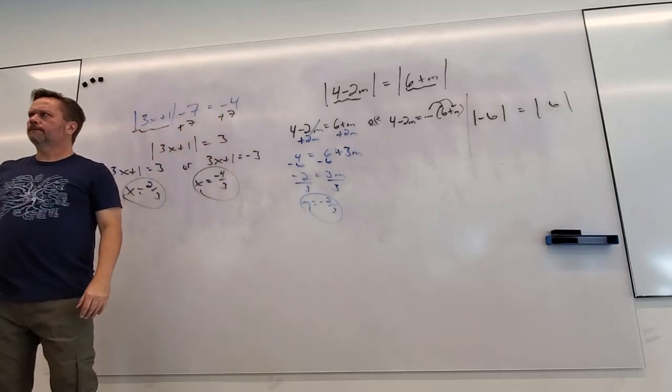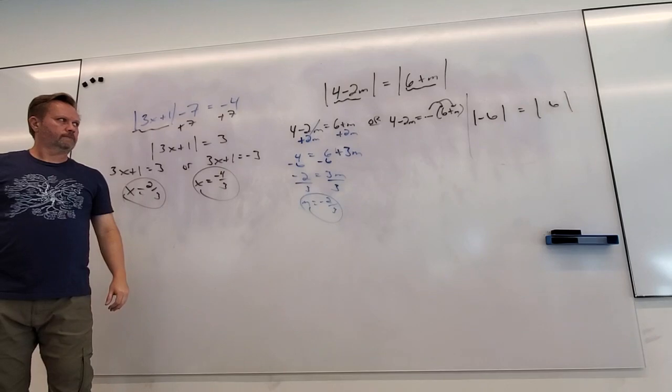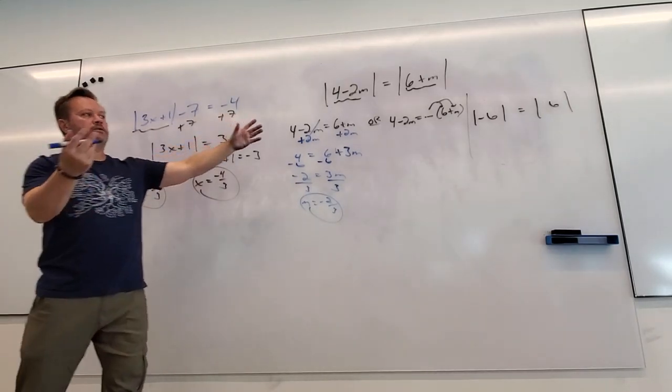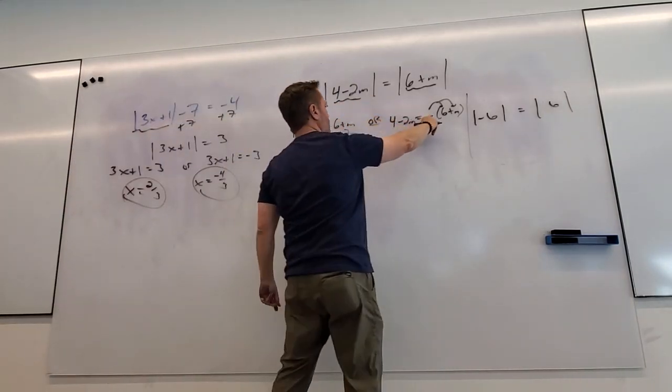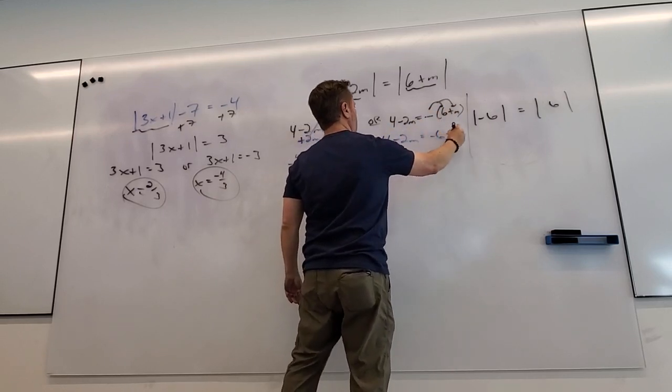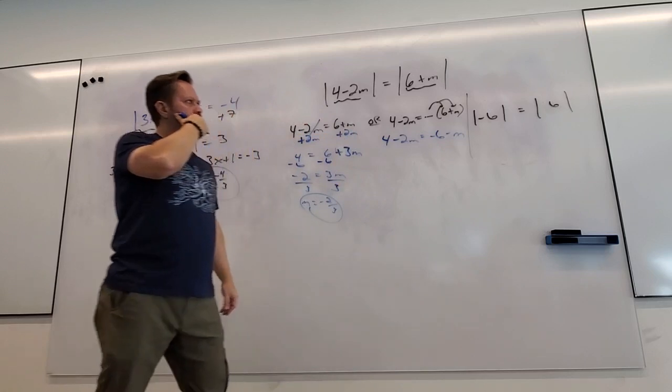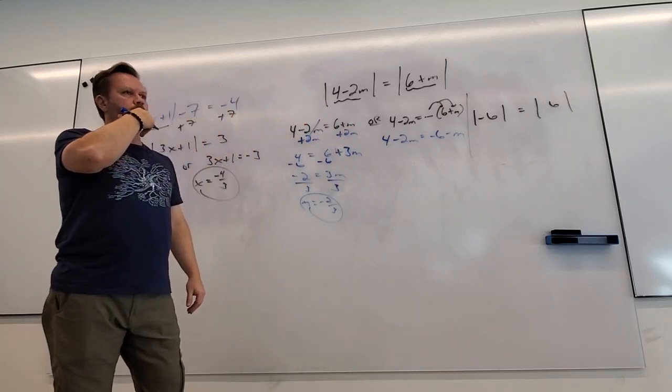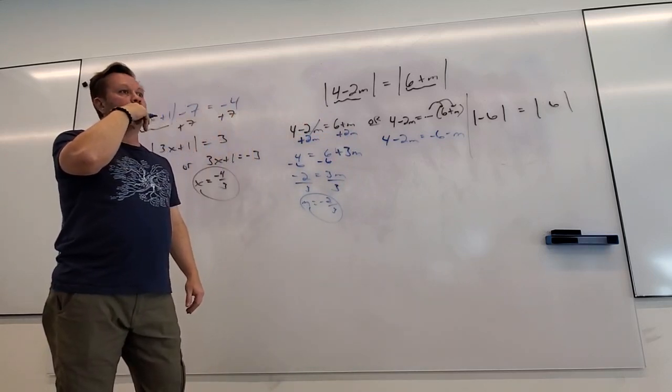Okay. And then this other one, I do the same idea, except here I've got to distribute the negative, right? And that negative came from, because absolute value is both positive and a negative value.